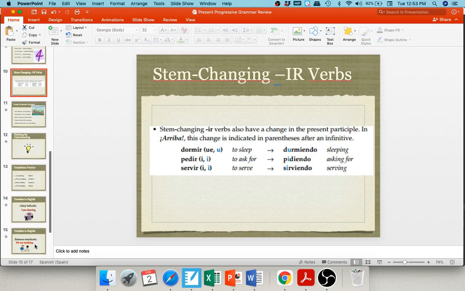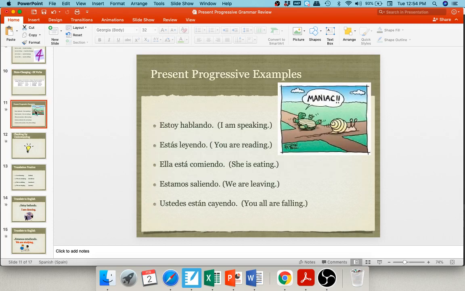Some other verbs that are mentioned in our textbook refer to stem changing IR verbs that have a little bit of a shortened stem change. So dormir becomes durmiendo with a D-U-R. Pedir becomes pidiendo with a P-I-D. And servir, again, sirviendo. So just a slight little change there in the participle form. Some more examples for you. Estoy hablando, I'm talking. Estás leyendo, you're reading. Ella está comiendo, she is eating. So on and so forth.